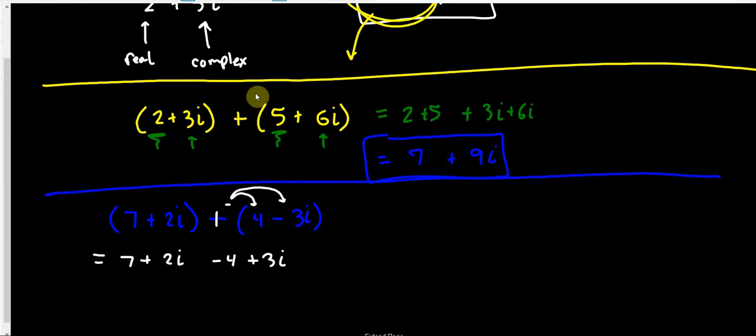And now I will just combine my like terms again. 7 minus 4. I can move faster. What's 7 minus 4? That is 3. And then positive 2i plus 3i, that is positive 5i. And so adding, subtracting, not very difficult. Well, you'll also see that multiplying's not very difficult either. And so let's do 1 or 2 examples of multiplication.